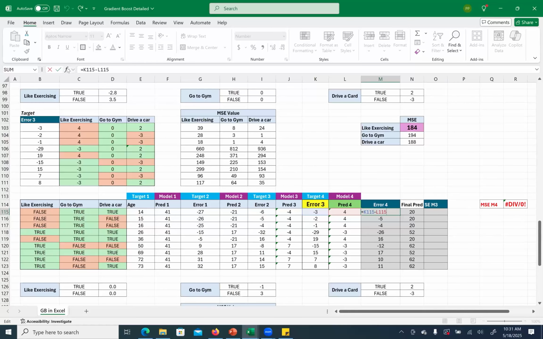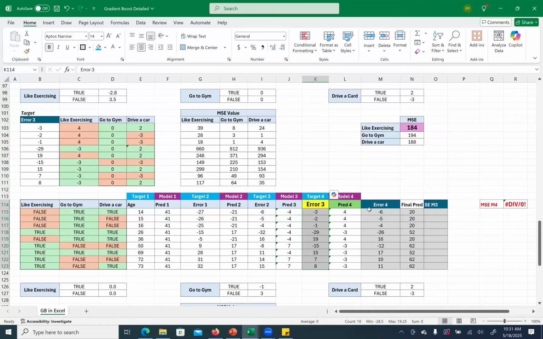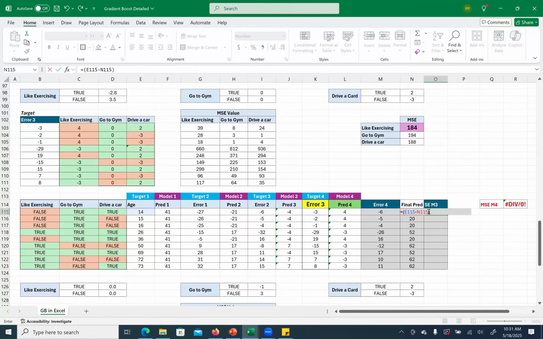Right? This was our target variable previously, error 3. And this was my prediction for that target. So that is my error. Now my square error is going to be the actual value minus final prediction, if I take a square of it.